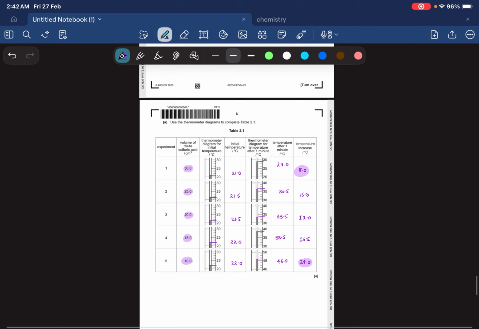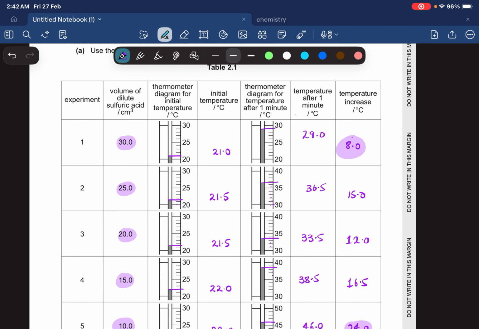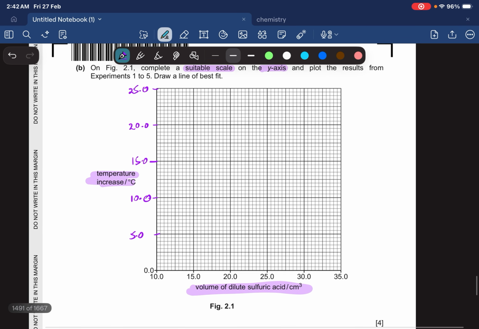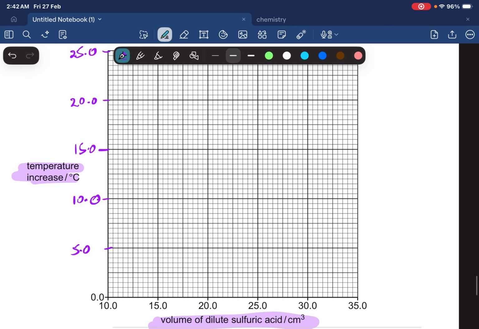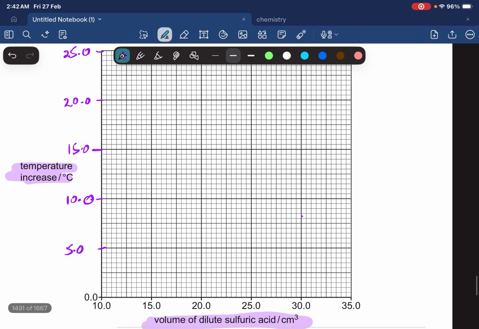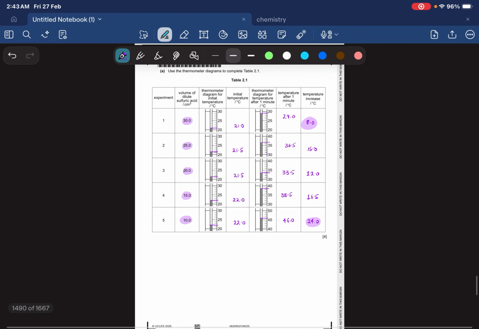Okay, so now we got to plot a graph. For our first point, the temperature increase is 8 and the volume is 30. That's 5, that's 6, that's 7, then that's 8. Okay, done with the first point.